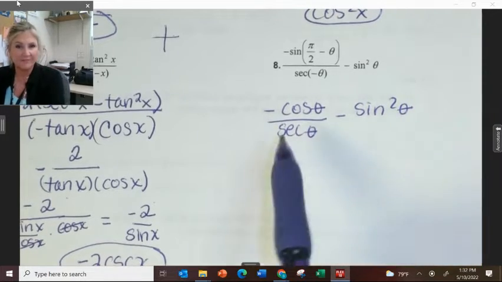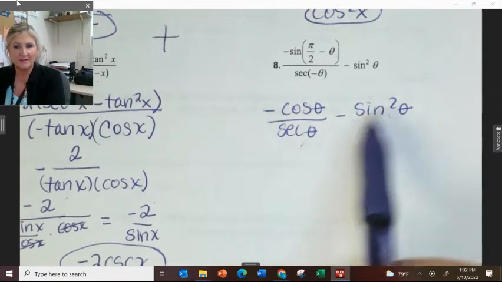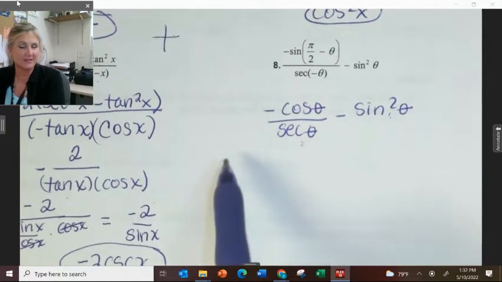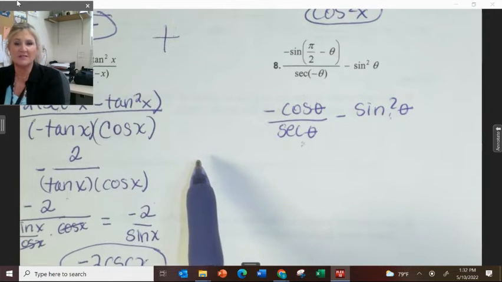All right. We have 3 trig values here. We want to get it down to 1. Any ideas?